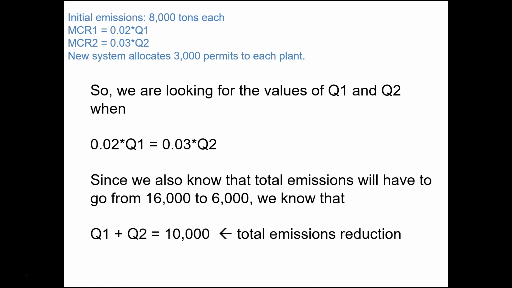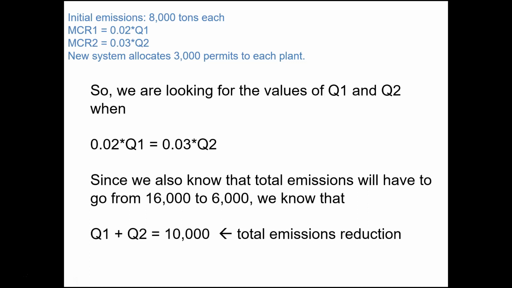We can solve that if we have one more equation, right? Algebra says if you've got two unknowns, Q1 and Q2, you need two equations to solve that. And so luckily, we do have another equation. So we know that the marginal costs have to equal each other. We also know that the total amount of emissions reduction will be 10,000.